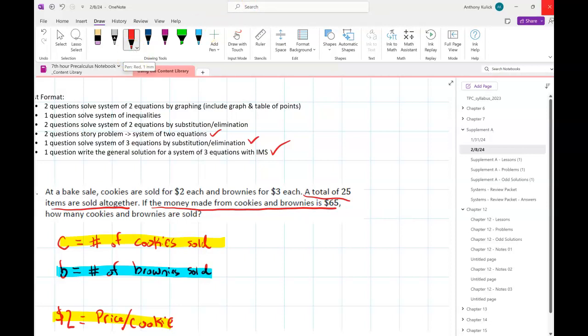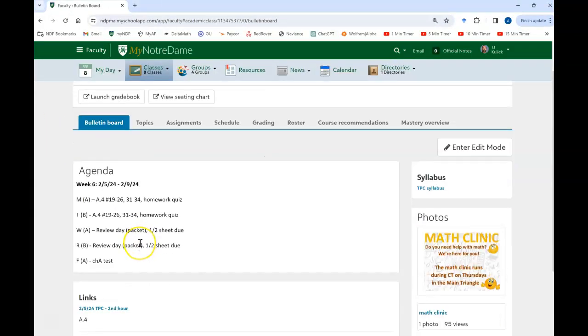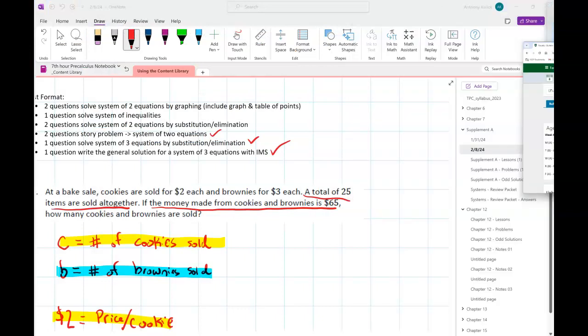So, like, you guys keep acting surprised about the half sheet stuff. I would remind you guys that every week on Monday, I write out the agenda for the week. It's been sitting there the whole time. I do expect you guys to look at that kind of stuff.